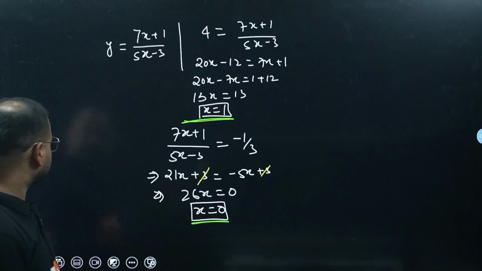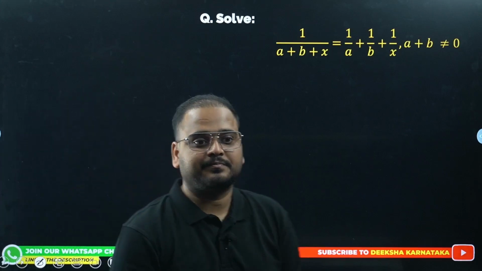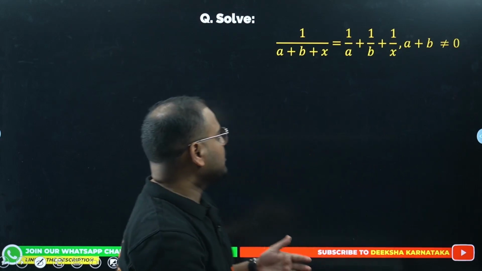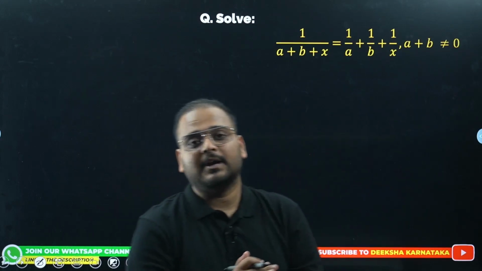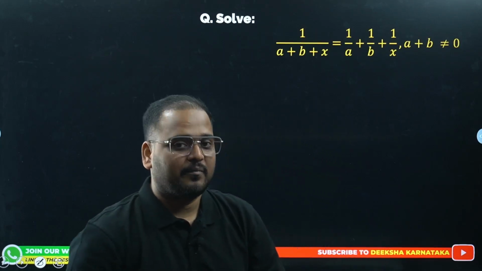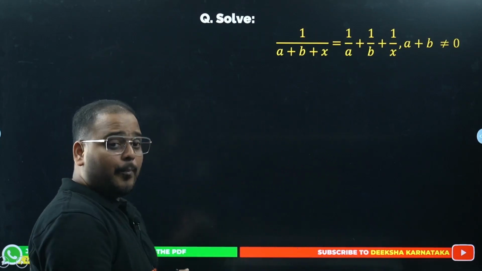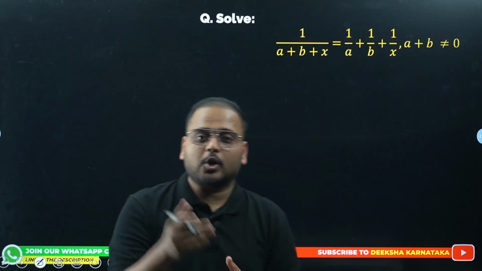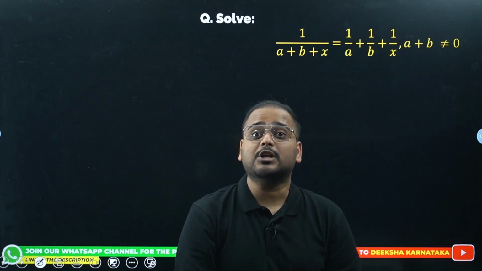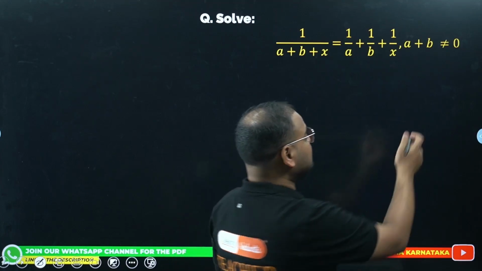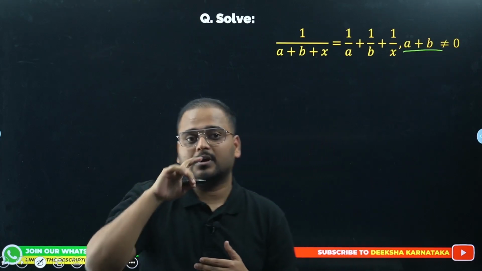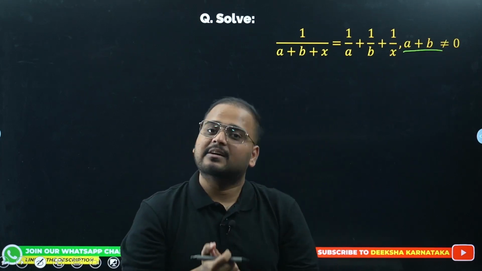Moving on. Okay, now this question. You can see here now, difficulty level is increasing. So this is a very important question. This has come in examinations and this type of question can be expected. Please pay your attention. 1 upon a plus b plus x is equal to 1 upon a plus 1 upon b plus 1 upon x, where a plus b is not equal to 0. Why is this written here? We'll learn it after some time once we get ahead in the solution. For now, let's see the given statement.